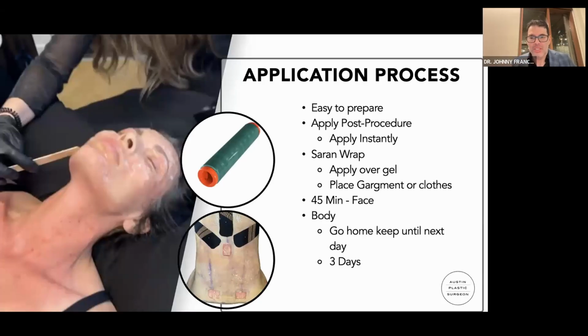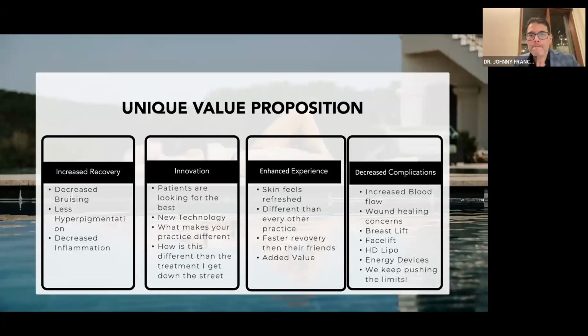So we talked about this a little bit in terms of application. Obviously, we don't saran wrap their face, but with the tummy, body stuff, and this is true for tummy, butt, legs, any of those, most of the time we'll just send them home with the saran wrap stuff, so we don't have to keep them in the office for that amount of time.